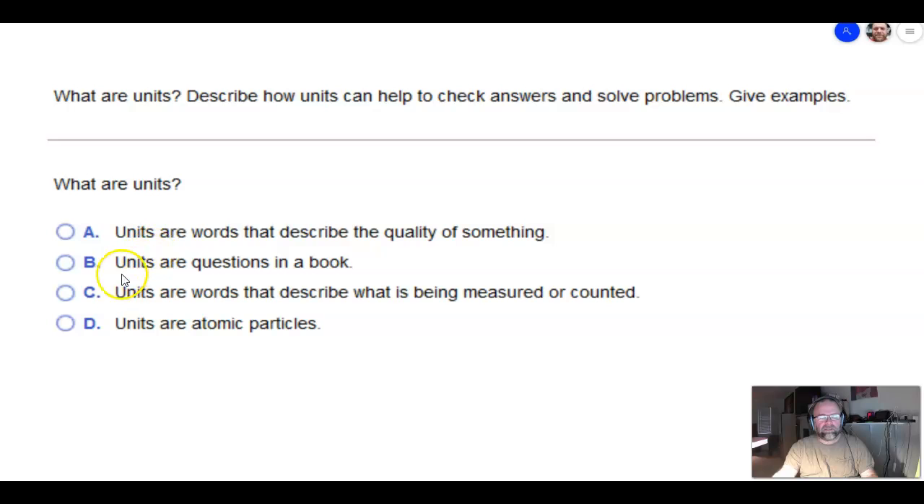So let's take a look at these here. It says units are words that describe the quality of something. Units are questions in a book. Units are words that describe what is being measured or counted, or units are atomic particles. So hopefully we know that units are words that describe what is being measured or counted. So if we're saying something is 3 feet tall, we're measuring something, right? We're measuring the length of something in the unit of feet. So for this one, we're definitely going to go with C.